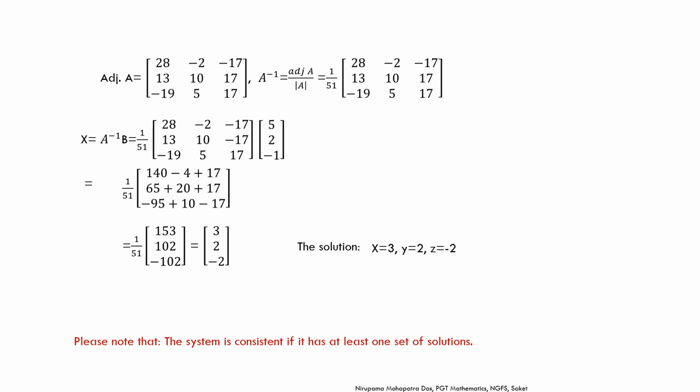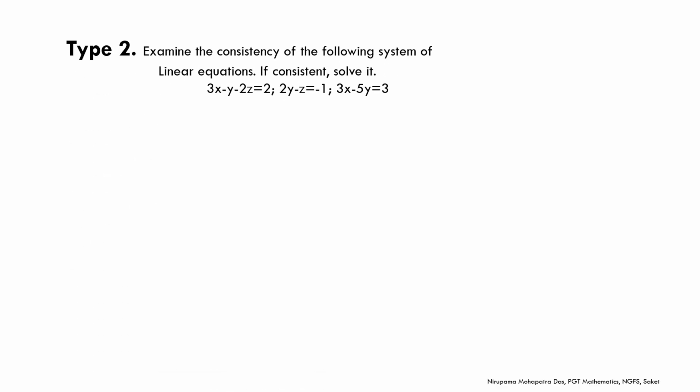Okay, it is regarding the system being consistent. A system is consistent if it has at least one set of solutions. It means in case the system has a unique solution, or in case the system has many solutions, you can say the system is consistent. Our second type is question of type 2. Examine the consistency of the following system, and if consistent, solve it. So let's see how it is different from type 1.